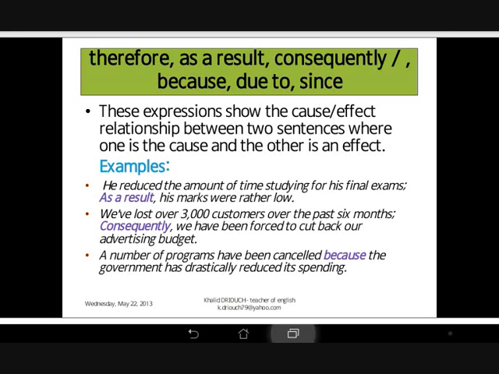We have lost over 3,000 customers over the past 6 months. Consequently, we have been forced to cut back our advertising budget. One idea is a cause and one idea is an effect or a consequence. A number of programs have been cancelled because, due to, the government has drastically reduced its.